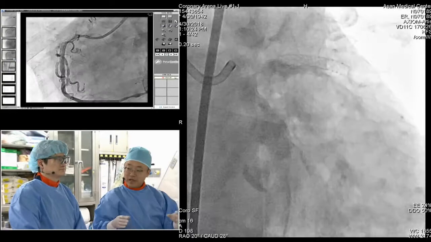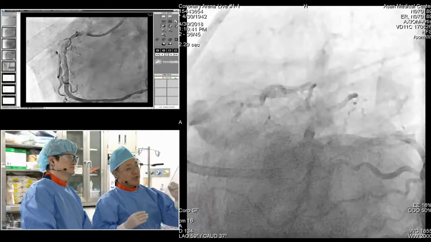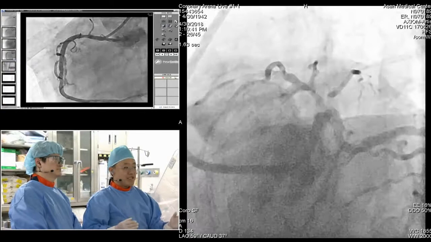Next. This is the distal main view, and there is some haziness, and there are acute angle and wide angle at the LAD ostium, and that means wiring seems to be not easy. Definitely, it will take time.